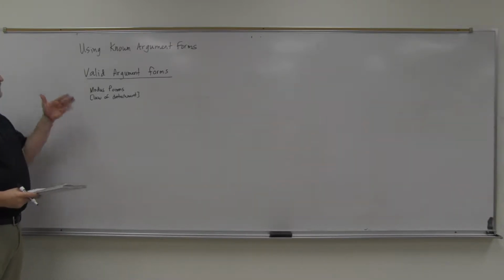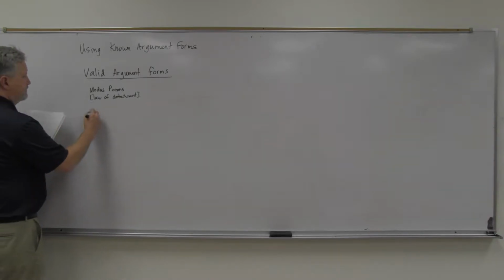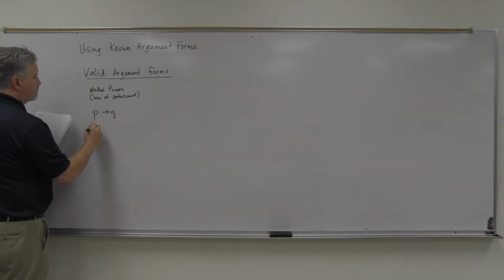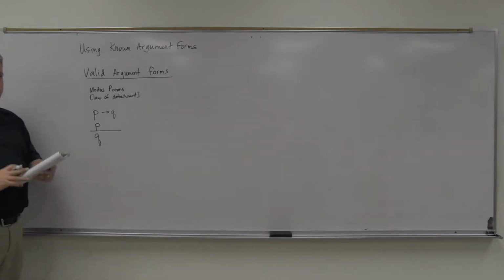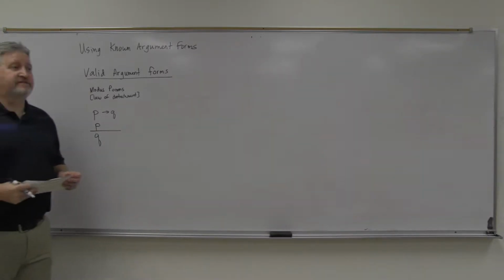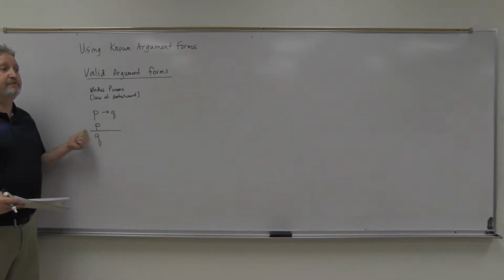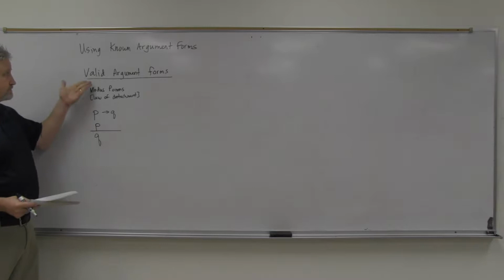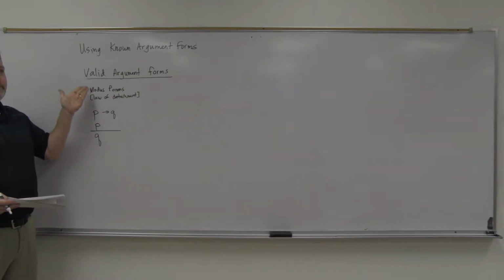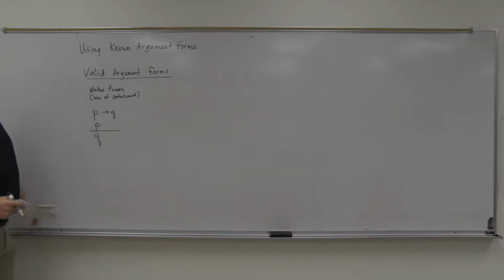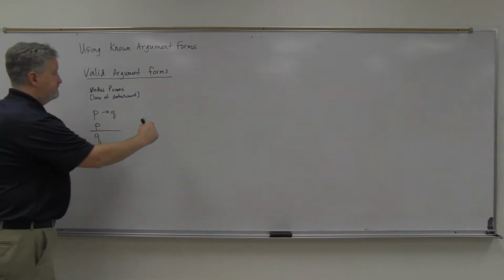This argument form is P arrow Q, P, therefore Q. You might recognize that's the first one I did with the truth table. So we proved this one's valid. But it's also given a name. This book calls it Modus Ponens. You'll see it other ways too. Well, there are three other ones.